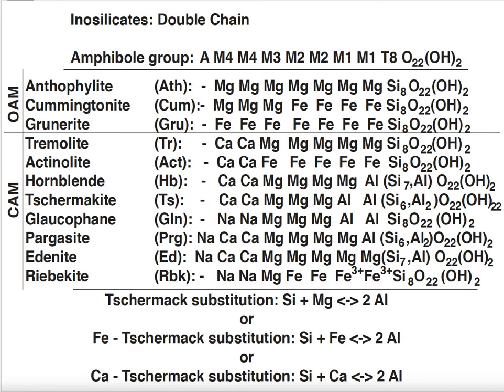They are 2 times negative charged. That means we have 44. So, and then we have the OH2 group, which gives us another 2 negative charges. And then we have 46 on both sides. And our anthophyllite is balanced.